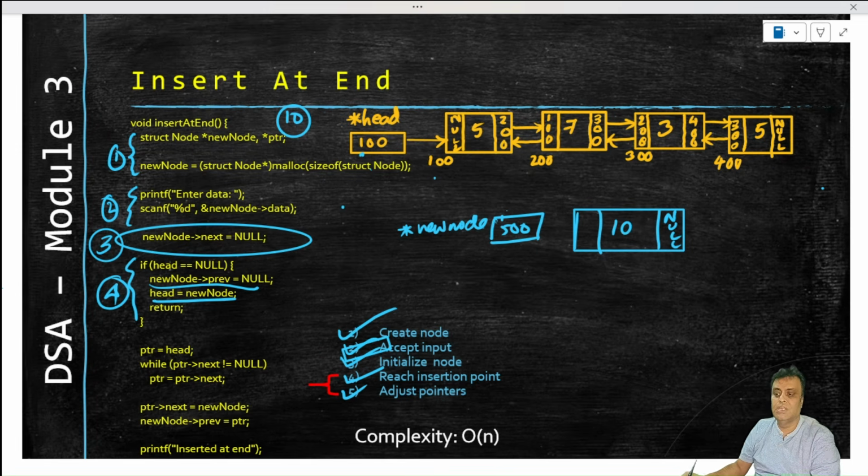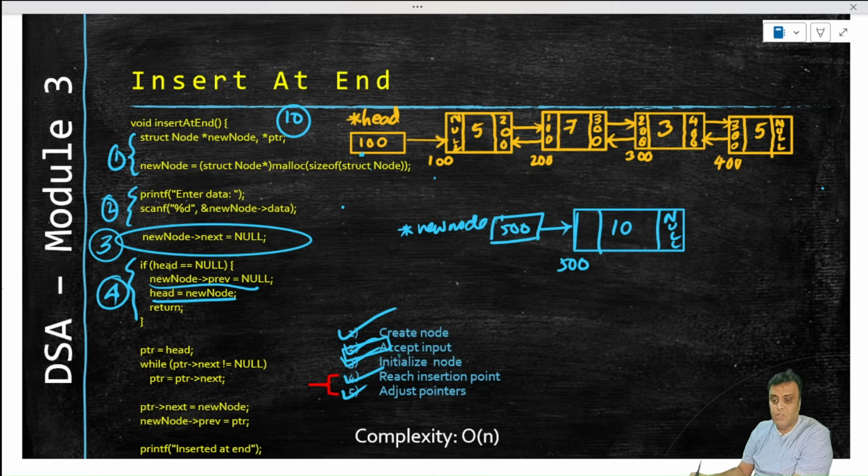10 was inserted here, and this is how it looked. The new node pointer was pointing here because this was at 500. So this is how the situation will be after 3 steps of you trying to insert at end for a linked list that has a valid number of nodes, right? Not null. So now what do we do?